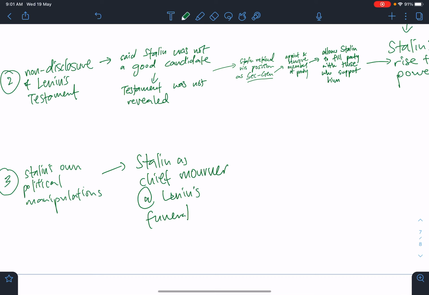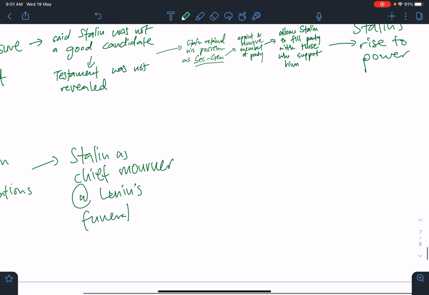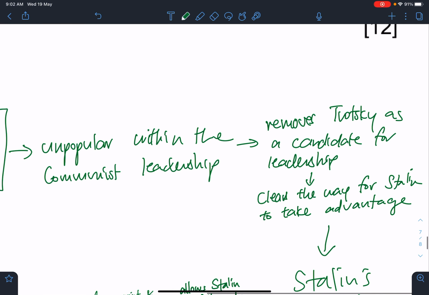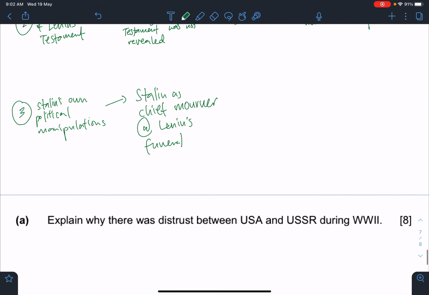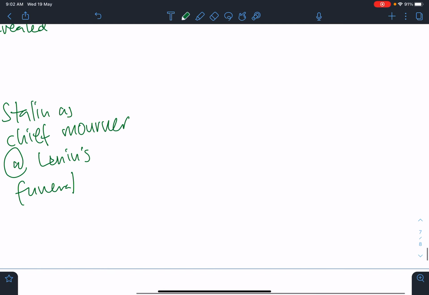Okay, what is the point of this? If you go back and you talk about how he gave Trotsky the wrong date, everybody loves this piece of information. But that piece of information plays into removing Trotsky as a candidate for leadership. That is not the point. The point here is that he is the chief mourner. He looks like the natural successor.